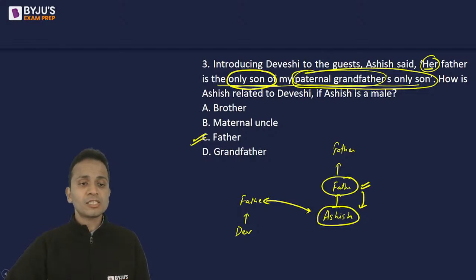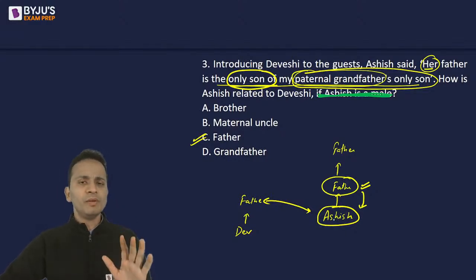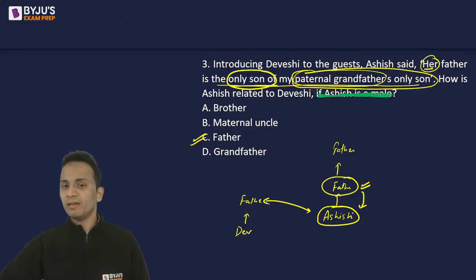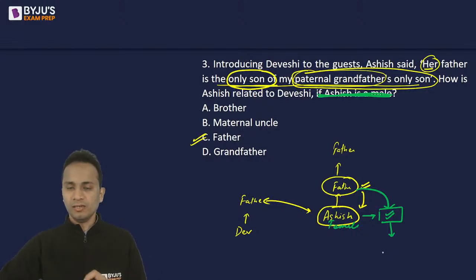Now what if the last statement, this statement is not given? If we are not given the gender of Ashish, then there could have been two possibilities. Okay, अगर आशीष मेल है, then the answer will be father only. But if Ashish is female, अगर आशीष फीमेल है, so there will be a son of this person who will be the brother of Ashish, and Devashi will be this person's daughter. Okay, so Ashish's brother's daughter is Devashi. So in that case, Ashish would have been the paternal uncle. Ashish would have been the paternal uncle of Devashi.